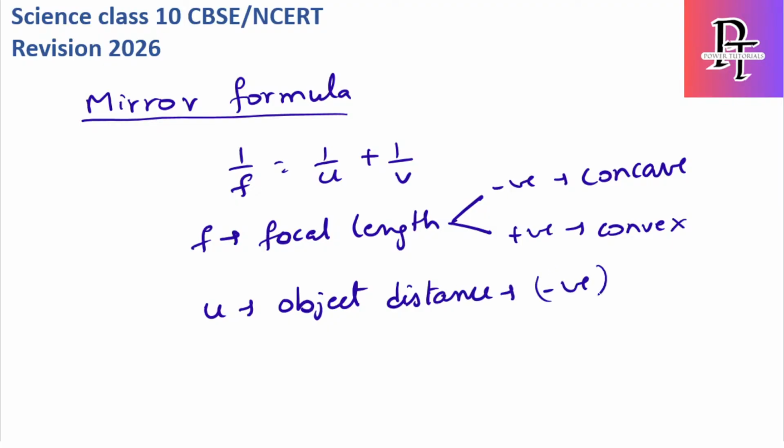As per our sign convention, this is always negative. Why? Because as per convention we are assuming, suppose this is a concave mirror, then the object is always on the left side of the mirror. So left is negative, right is positive. So the object is always on the left side, we consider it as negative.